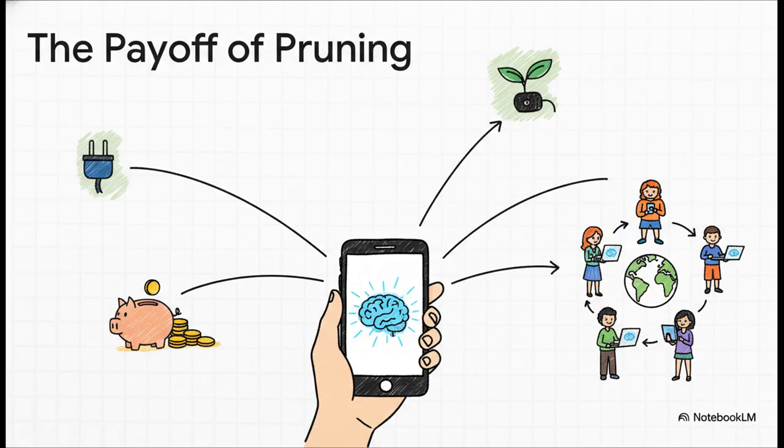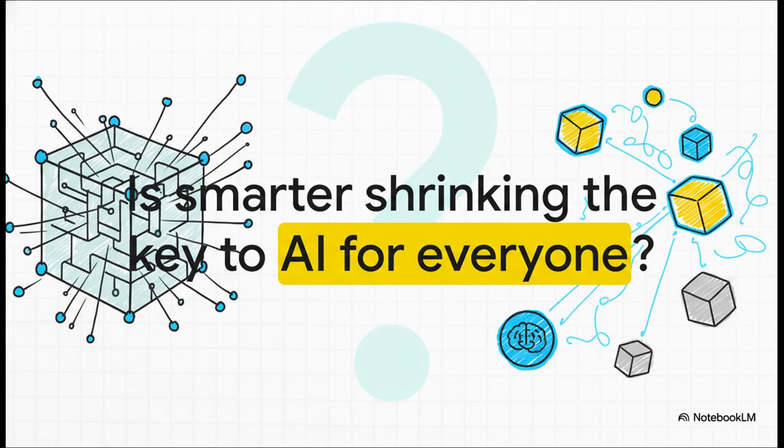Smarter shrinking means we could finally run these incredibly powerful AI models right on our phones, on our laptops, without needing to connect to some giant server farm in the cloud. It means using way less energy, which is great for the planet and our wallets, and ultimately it's about democratizing this amazing technology. It's about getting it into the hands of more people in more places to do more cool stuff. And that really leaves us with a fascinating question to chew on, doesn't it?